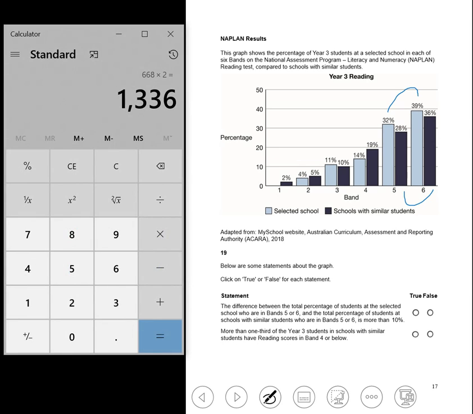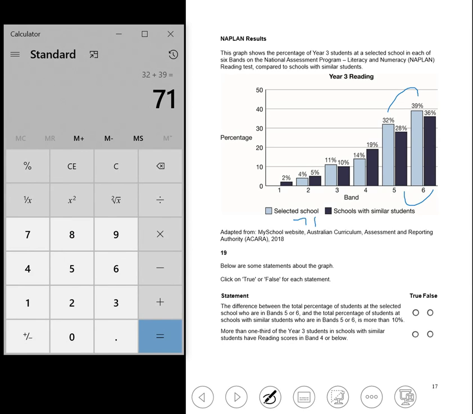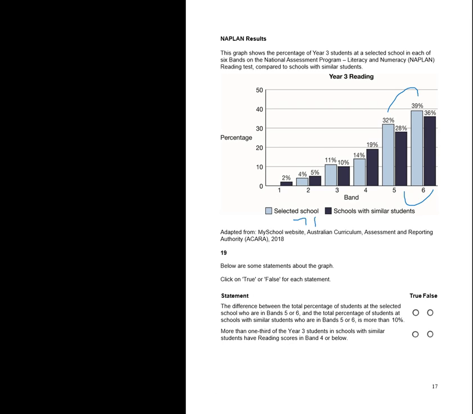32 and 39. 32 plus 39. So 71 is what we get for the selected school. So I'll write 71 down here. And then the other numbers we need are 36 and 28. 36 plus 28, 64. That's for schools with similar students. Okay, so it's saying, is it more than 10%? 71 to 64, the difference is not more than 10%. It's only 7. So we'll call that false.